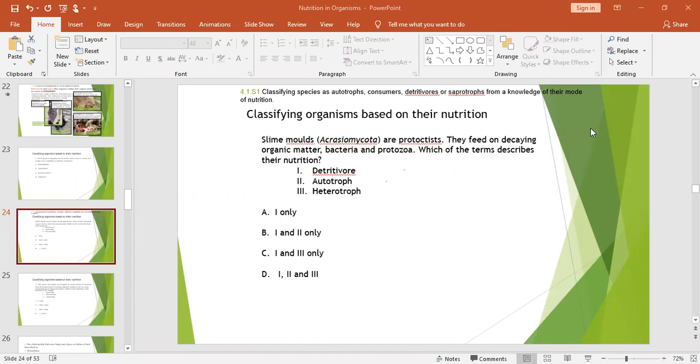I think it's C. Okay. So it is C because it feeds on dead and decaying organic matter. That means that it breaks them down, so it is a detritivore. And then 2, we had said that they also feed on ready-made food, because they're saying they feed on decaying organic matter, meaning that it is already made. So the correct answer is 1 and 3, which is given in alternative C.